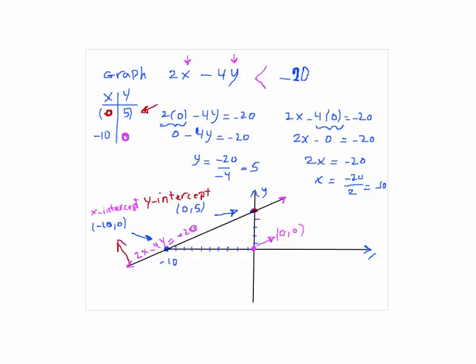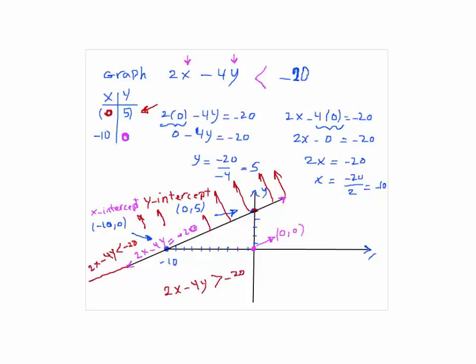So all the points above the line, like that, would be the solution to that. So that would be 2x minus 4y less than negative 20. So the solution below the line would be actually 2x minus 4y greater than minus 20.